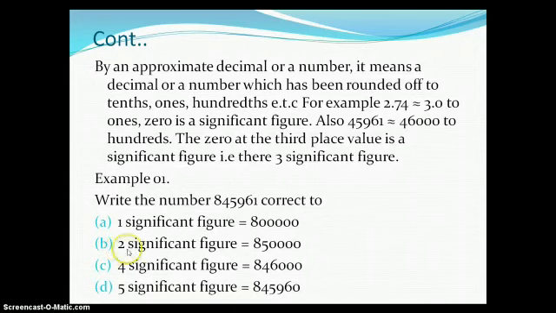B, 2 significant figures: 1, 2. The digit to the right is 5, meaning that 1 will be added, from which you get 85. The rest are replaced by 0.